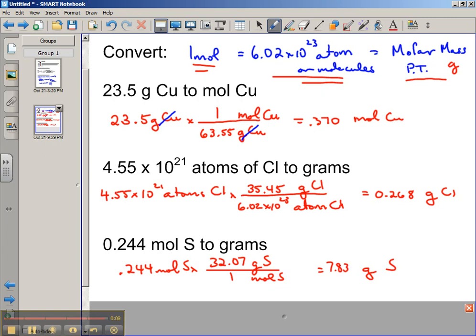Note that the units cancel in each example.